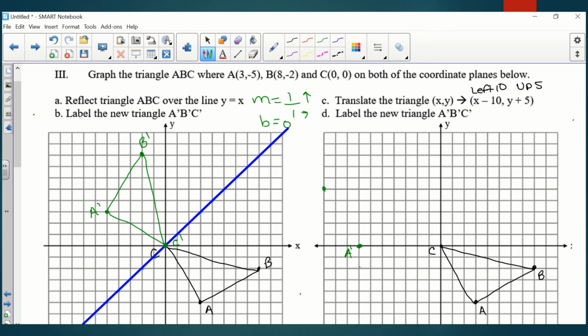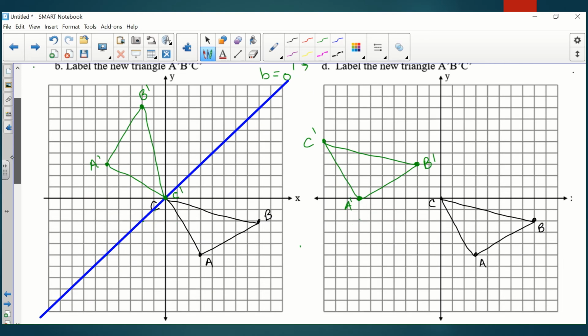Okay, and this is going to be C prime. And B prime, same deal. 1, 2, 3, 4, 5, 6, 7, 8, 9, 10, up 1, 2, 3, 4, 5. Okay, here we go. So each point from our original triangle, we moved left 10, up 5. There we go. And there is our translation for triangle A prime, B prime, C prime.